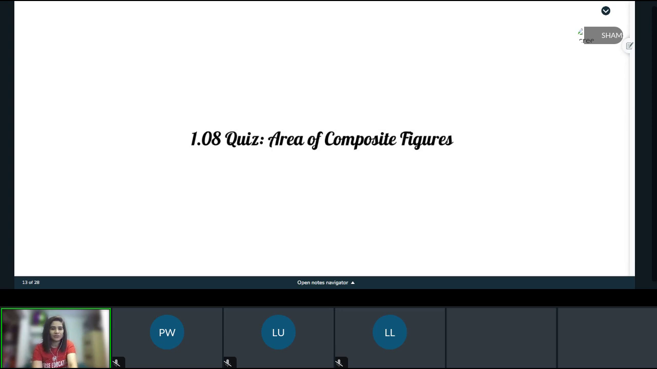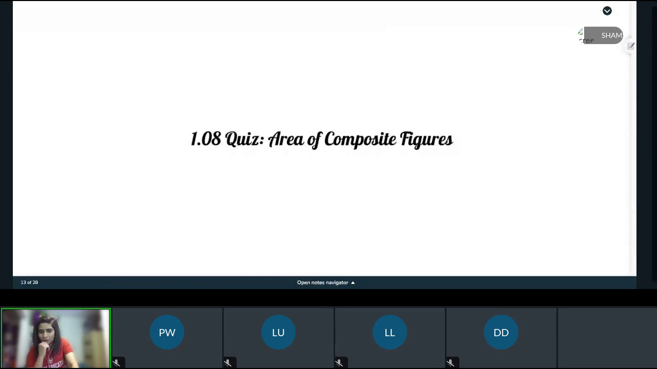In this session, I'm going to go over the remaining questions from quiz 1.08. And then we will also review questions from progress learning.